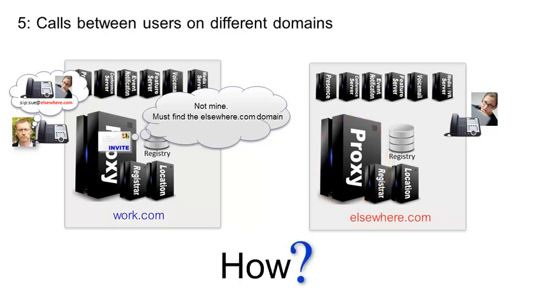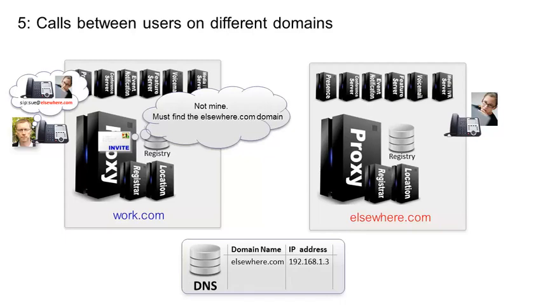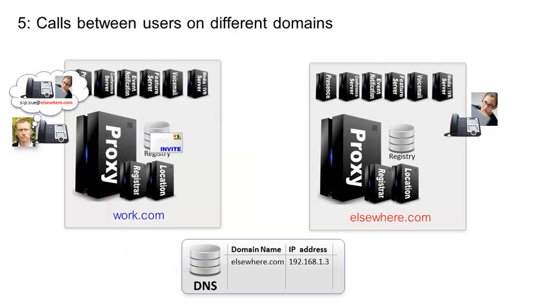How? In the same way all IP devices locate another domain, with a lookup to the Internet Standard Domain Name System, or DNS. So after a quick DNS lookup, the invite's proxied to the elsewhere.com domain server, where, just like before, its SIP location service retrieves the IP address from the registry and proxies the invite onto the phone.